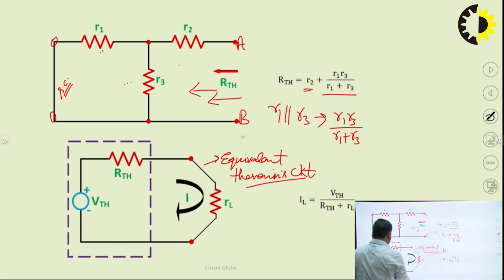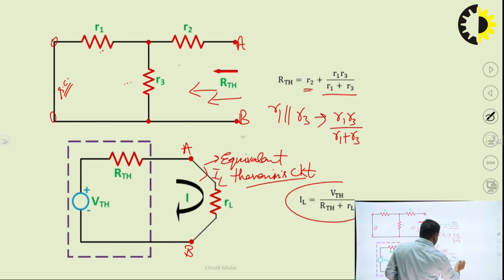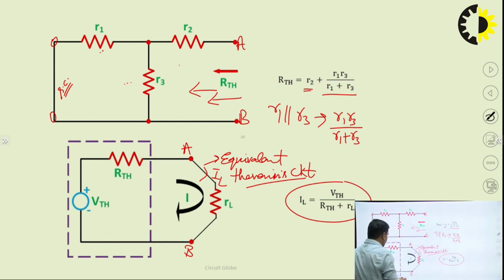Here VTH and RTH are both in series, and here is terminal AB. Again, what we have removed, we have to just reconnect here. So the value of current, you can say this one is IL. IL is VTH upon RTH plus RL, because RTH and RL are in series. So total resistance is RTH plus RL, and total voltage is VTH.